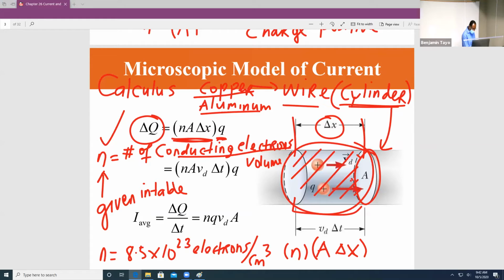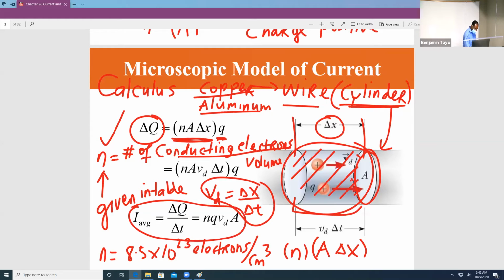Now, if you know the charge, then remember that if each of these charges is moving with some velocity here, then you can say that the velocity is delta x over delta t. And so you can use that to substitute your delta x. And then solving this, you end up with this equation right here.